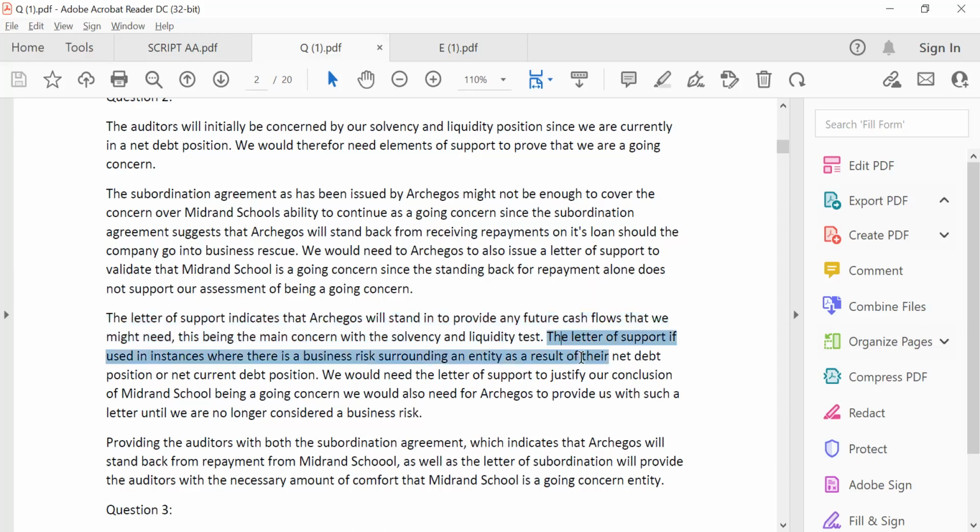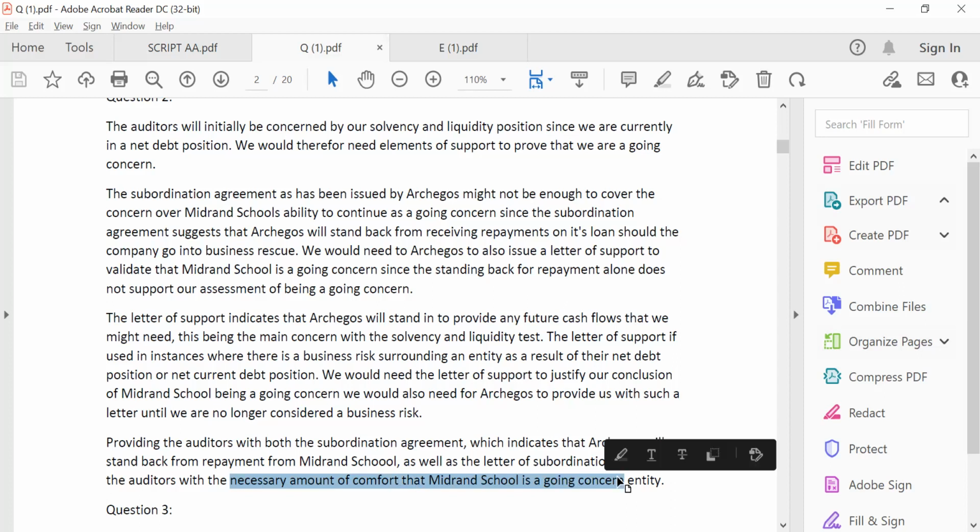The letter of support, if used in instances where there's a business risk surrounding the entity as a result of a net liability position, we would need the letter of support to justify our conclusion of the going concern status, as we would need Archegos to provide us with such a letter until we are no longer considered a business risk. So providing the auditors with both the subordination agreement, which is what we need for the current loan that we have, as well as the letter of support for future cash flows is crucial in order for the auditors to have the necessary comfort that the Midrand school is a going concern.